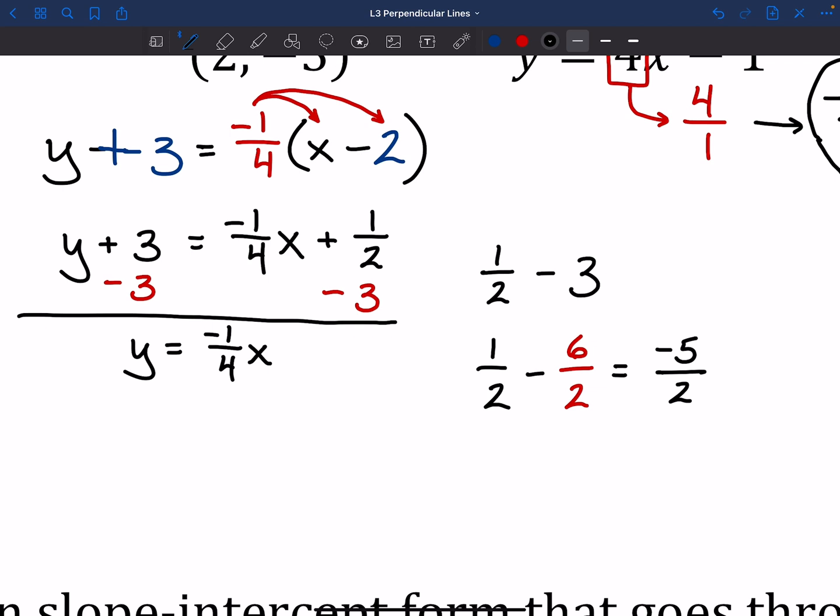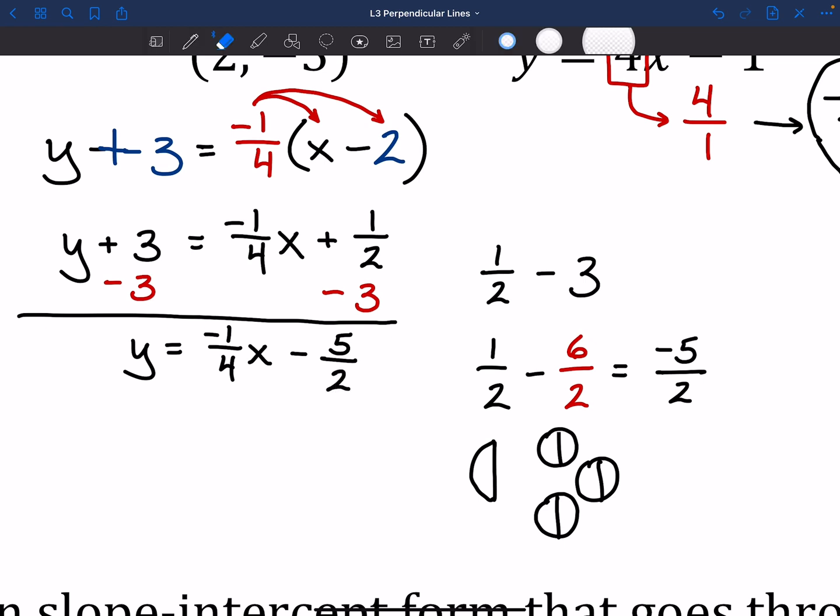So think about it this way. If I had 1/2 and I subtracted 6 halves, what I have is negative 5 halves. I haven't changed what they are. I just changed how many I had. So we're still working with something over 2, but I just changed how many of them I had. So negative 5 over 2 is exactly what we're going to get that'll help us finish off that equation.